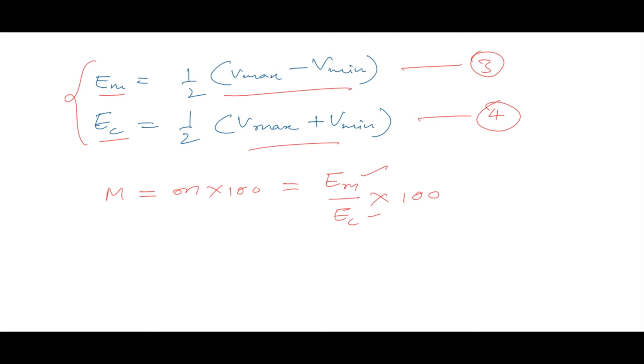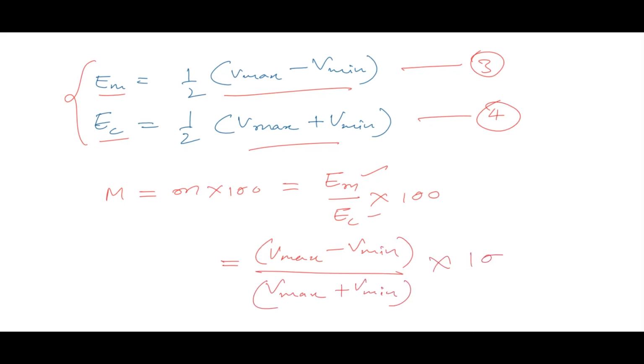What we get is V max minus V min over V max plus V min, multiplied by 100. So that is the new value for modulation index, percentage modulation. If your problem is given like that, we know V max and V min values, we can easily calculate this value, the capital M.